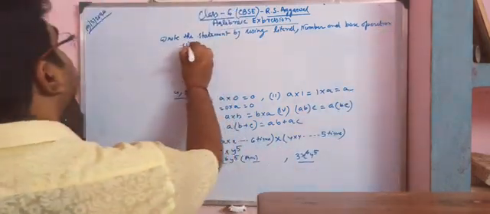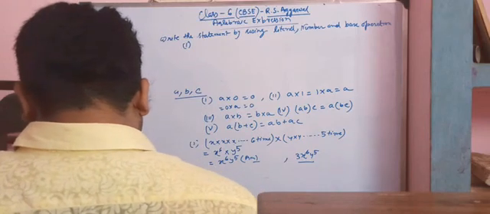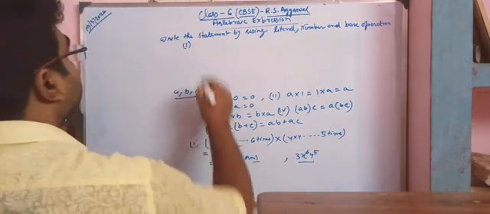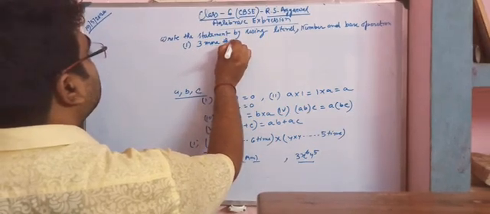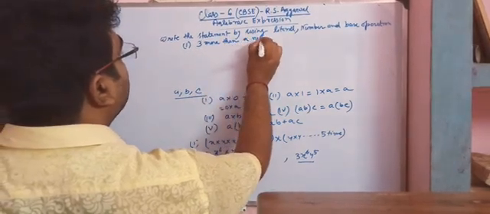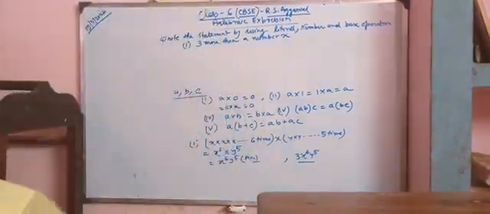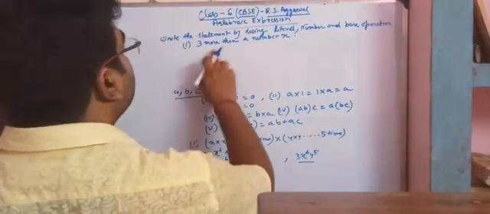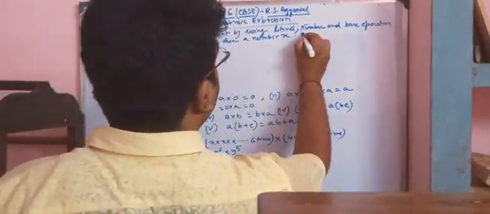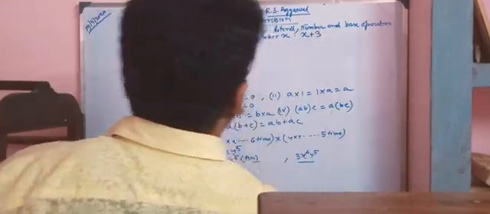Suppose one statement is given here: 3 more than a number x. So how can we express it in algebra? 3 more than a number x. First we take the number x. Next, 3 more means 3 should be added to this. So x plus 3 will be my answer.